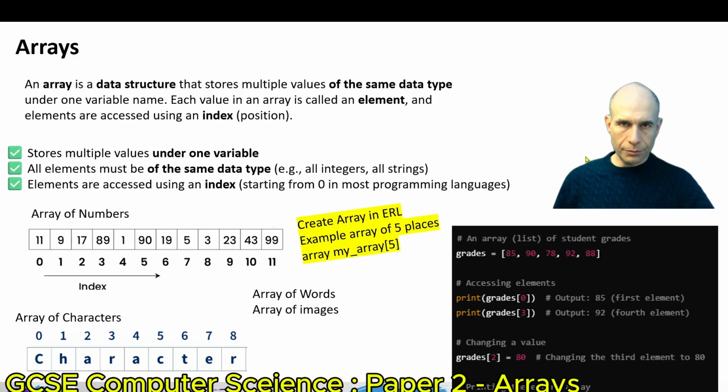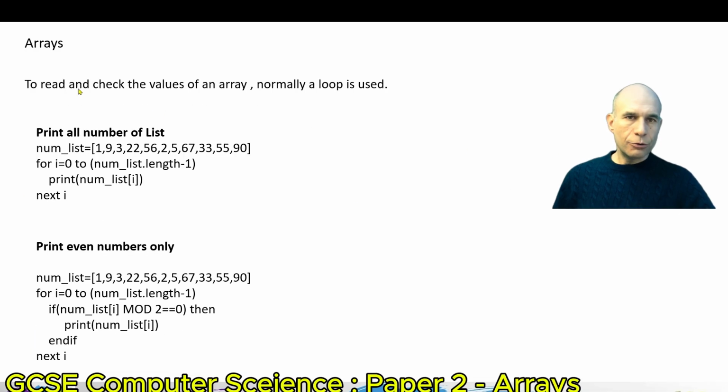All right, so this was about the arrays. Now, to read and check the values of the array, normally we'll use a loop. For example, to print all the numbers of a list, if you don't want to print the whole thing, you can use a loop to go over all the numbers of the array. You create a for loop, starting from 0, because the position of the array starts from 0, to the length of the array minus 1.